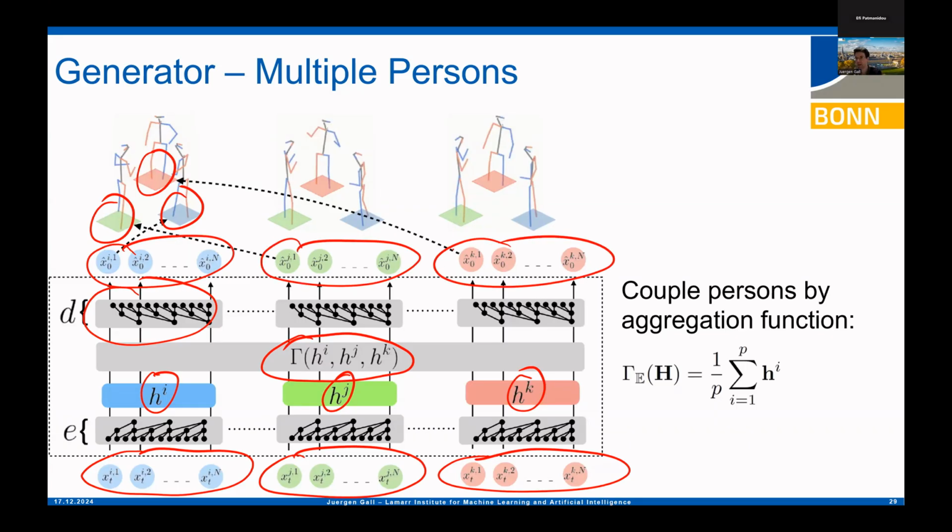So there are actually very different ways we can define such an aggregation function. One of the simplest ways is to simply average the latent representations. But you can also use more sophisticated functions like cross-attention, which might be relevant and in some cases might give you better results. But even just averaging this hidden representation always gives us some kind of motion where the motion of the multiple persons remains synchronized.